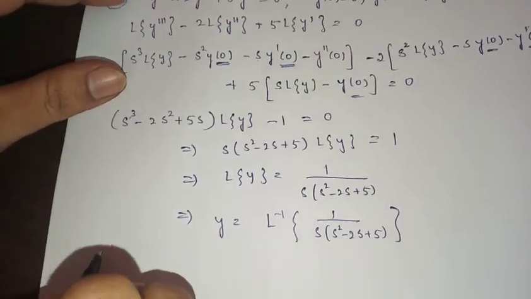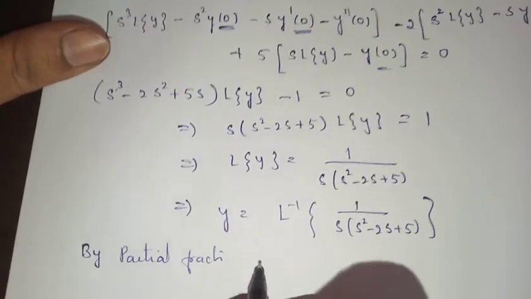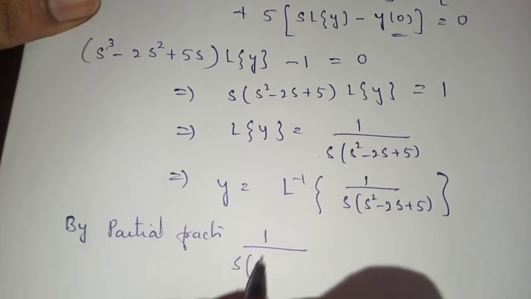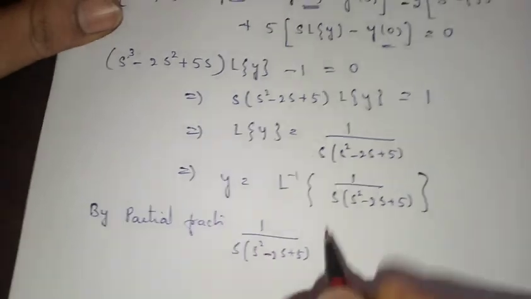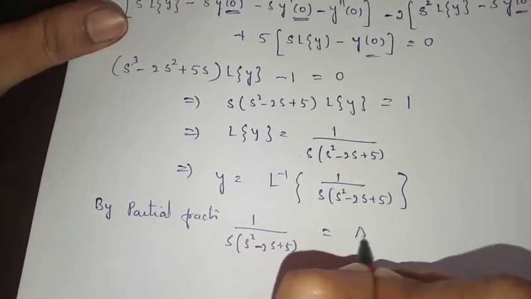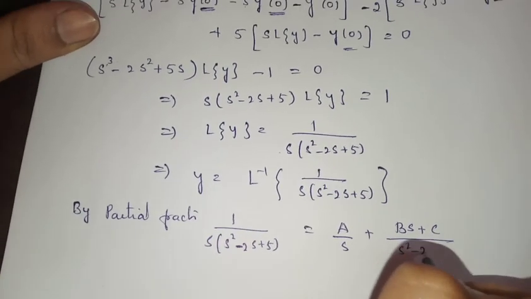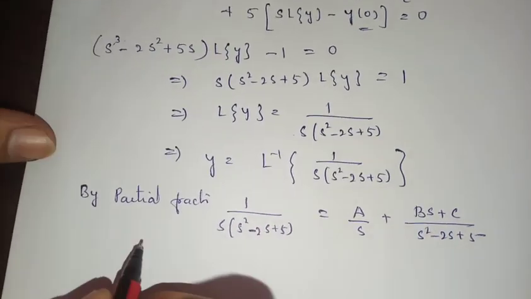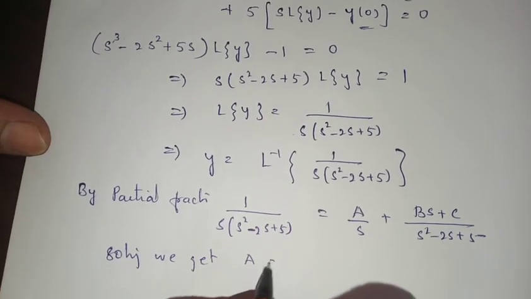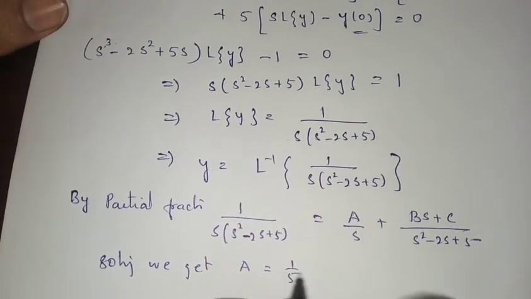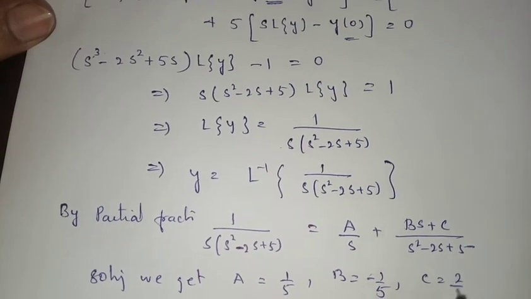Now you can use partial fractions. By partial fractions, 1 by s into s square minus 2s plus 5 is equal to a by s plus bs plus c by s square minus 2s plus 5. So solving, you have to solve this, you get the values of a as 1 by 5, b as minus 1 by 5 and c as 2 by 5.